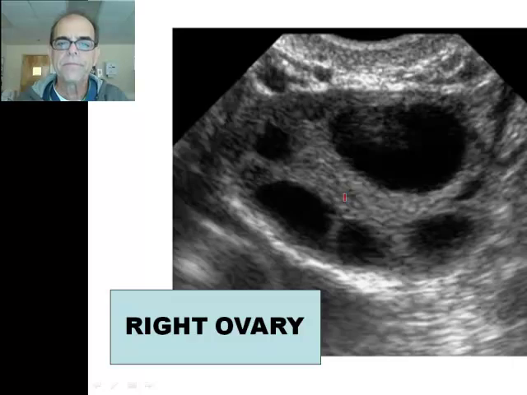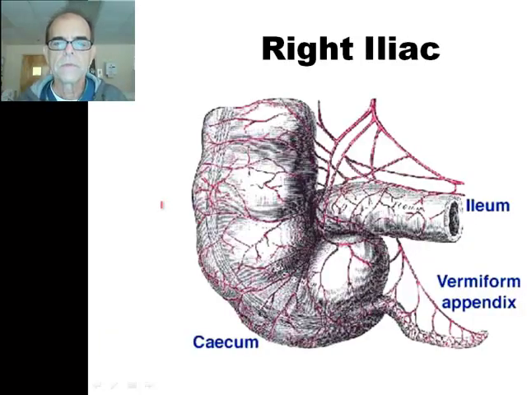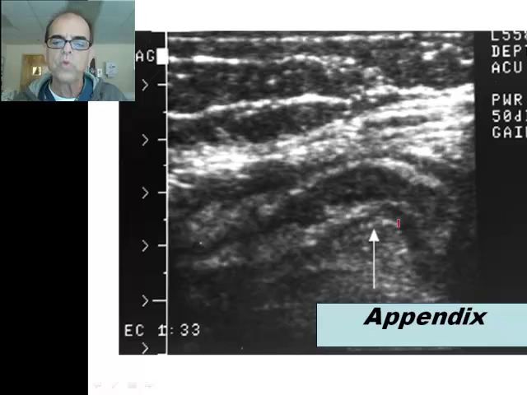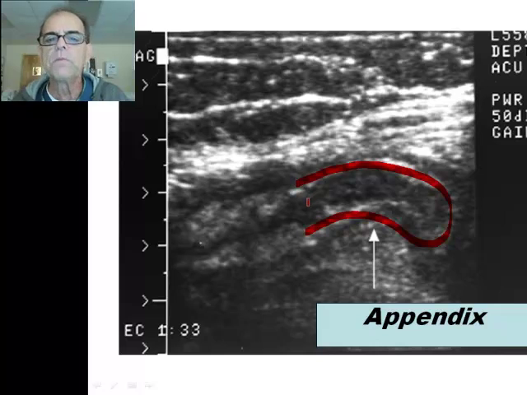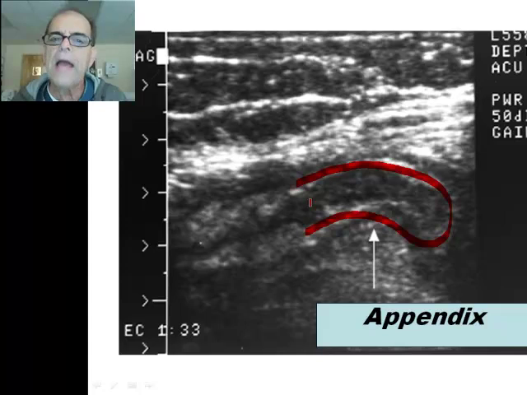Right ovary, you can see an ultrasound picture of the right ovary. The appendix is here in a picture, and this is the appendix in an ultrasound picture. This is the appendix here. Not easy to get a good picture, not sensitive for the diagnosis, but it helps the doctor to make the diagnosis of appendicitis.